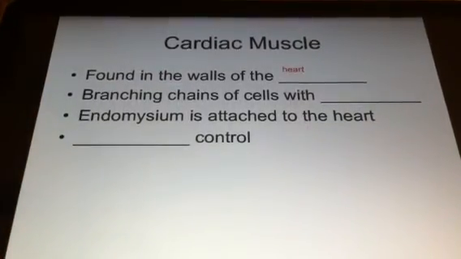Cardiac muscle, being the last of the 3, is found only in the heart. It is very branching, and it does have striations, and it is not within our conscious control.